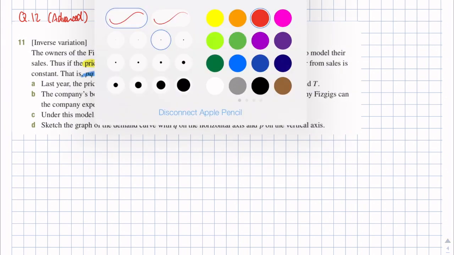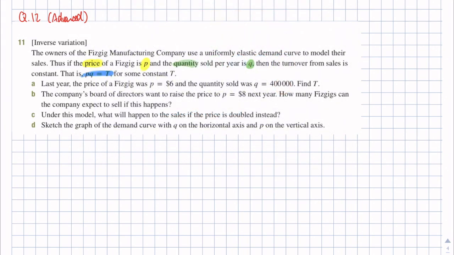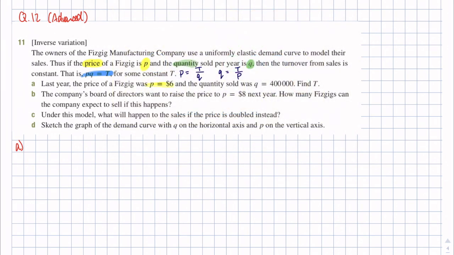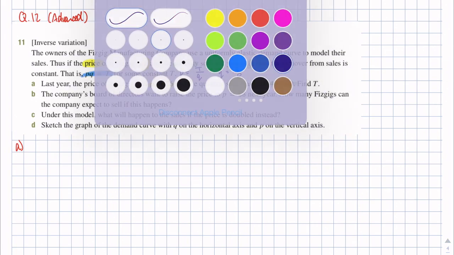And if I wanted to rearrange that formula, you could do P equals T over Q, or you could do Q equals T over P. Doesn't matter which, you'll get the same answers as we go. So, question 11A or 10A, they said P is $6. They've said Q is 400,000. They want to know T.